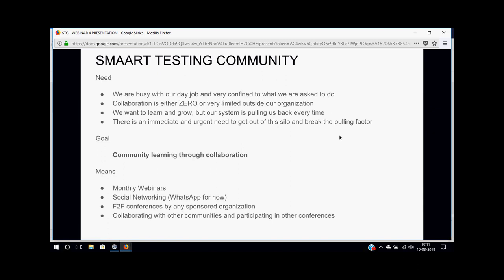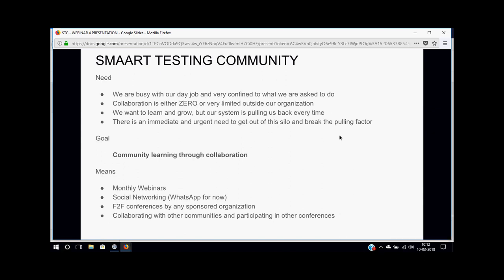So what is important is we want to learn, we want to grow, but our system is pulling us back every time. We are all looking at the same goals that we have: project 1, project 2, delivery 1, delivery 2. It's a repetitive process. So there is an immediate and urgent need to get out of the silo. When I say silo, I'm talking about the whole team being in a silo, and break that pulling factor.